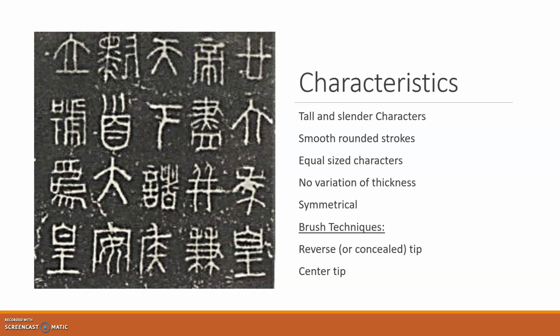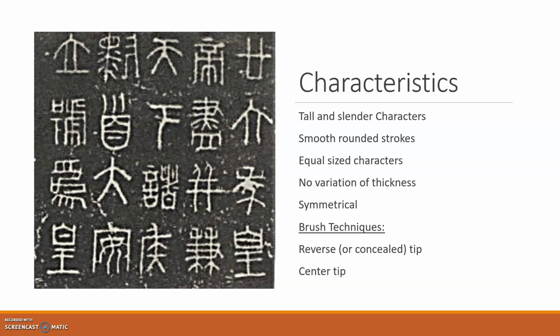The reason for no variation of thickness is that seal script was usually used on very hard surfaces like wood or metal or bone, and it's very difficult to get a variation of thickness when you're carving into a rock as compared to using a brush. The characters are also symmetrical, so if you were to divide any seal script character in half, usually each side would look the same. There are obviously some exceptions to this rule, but for the most part, they're symmetrical.